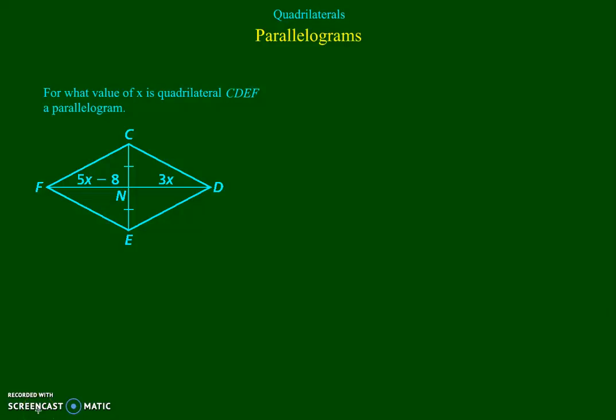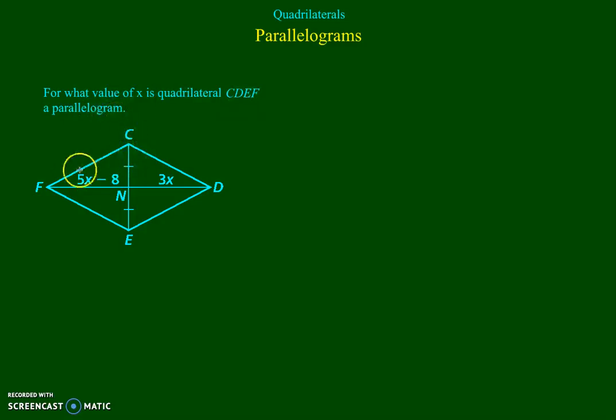This is part 5 of the series Quadrilaterals, and in this part we're going to begin by continuing to practice some of the properties of parallelograms. In this case, we're practicing the properties with diagonals. So it says, for what value of x is quadrilateral CDEF a parallelogram?